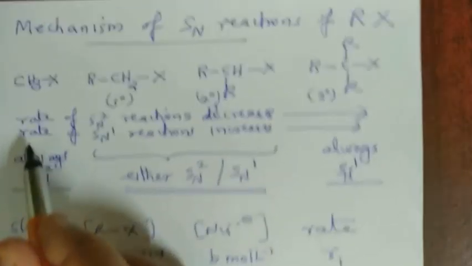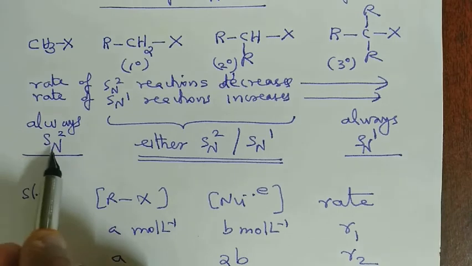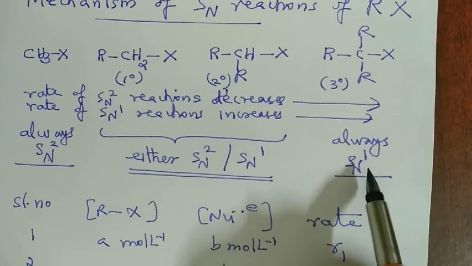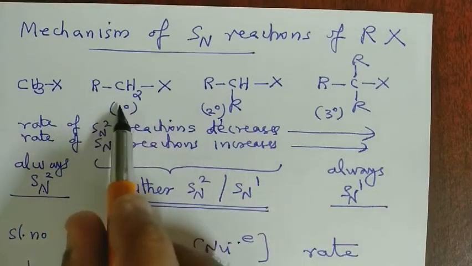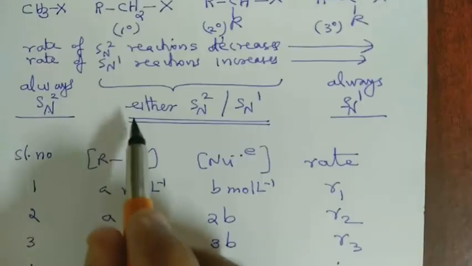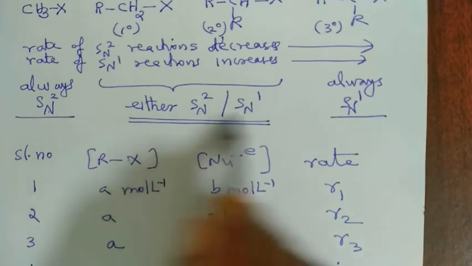That is, mechanism of SN reactions of methyl halide is always SN2. That of tertiary alkyl halide is always SN1. The mechanism of primary and secondary alkyl halide can be either SN2 or SN1.